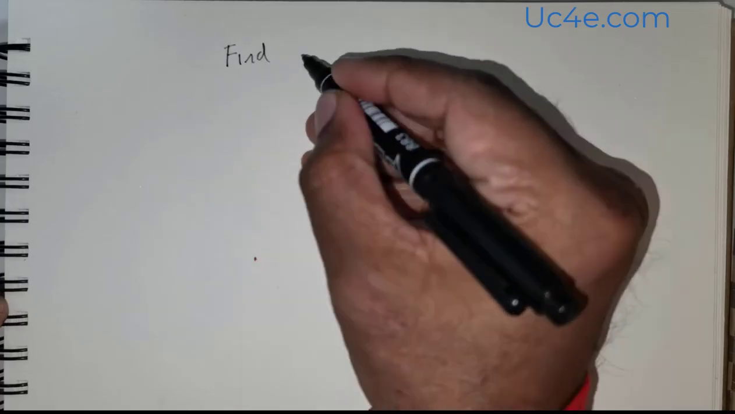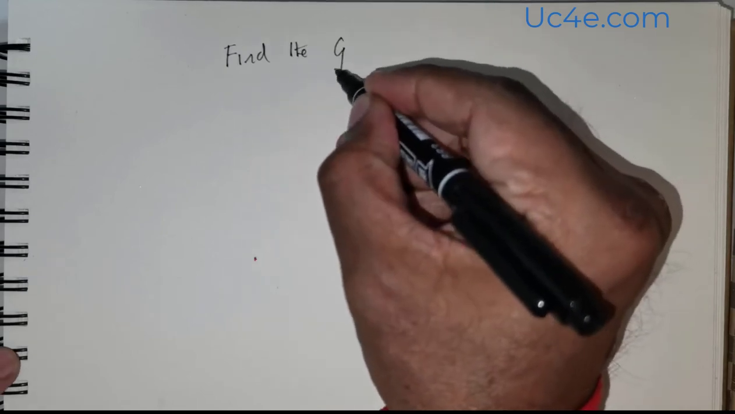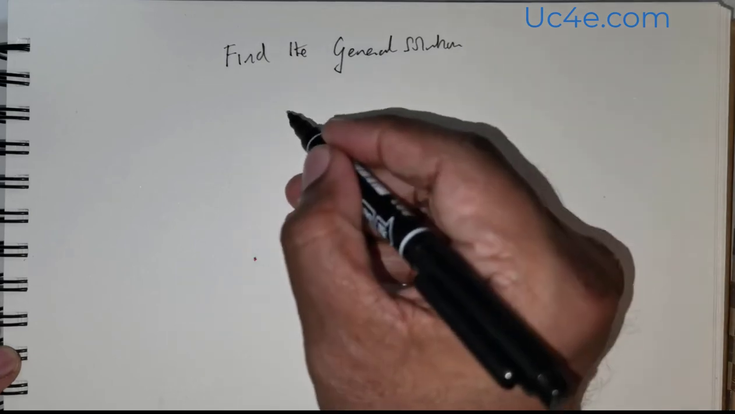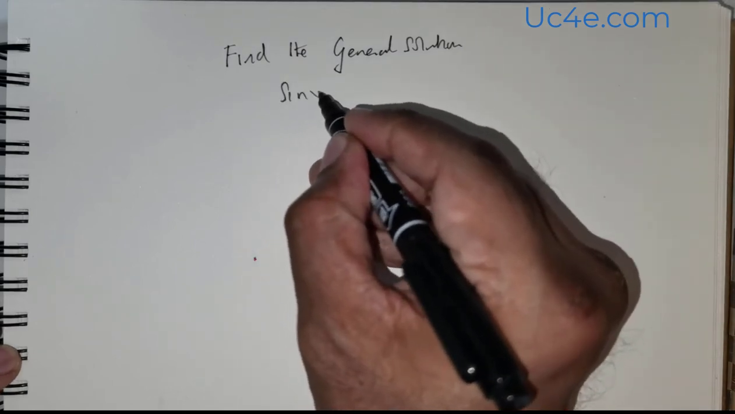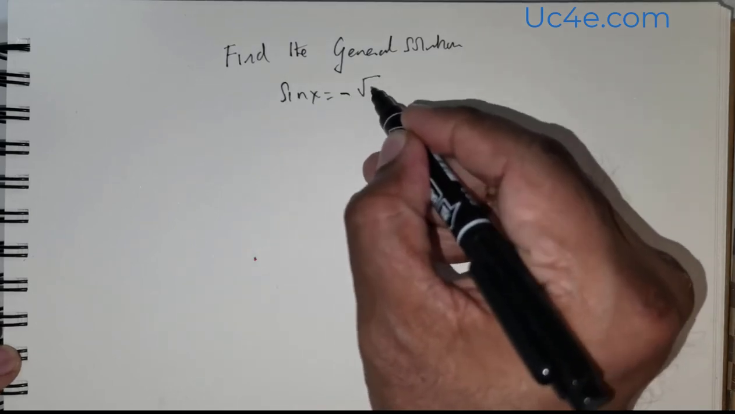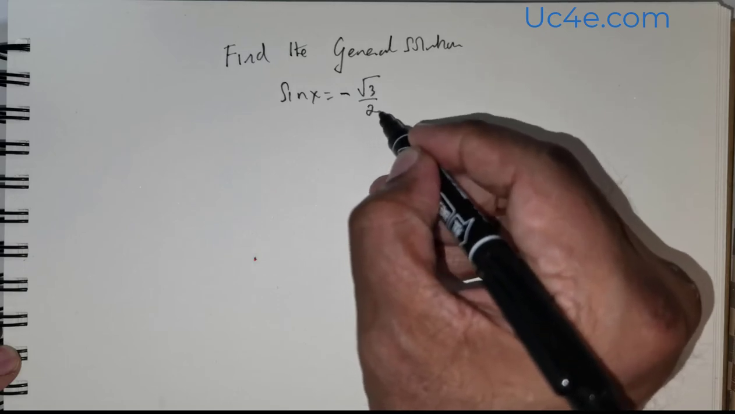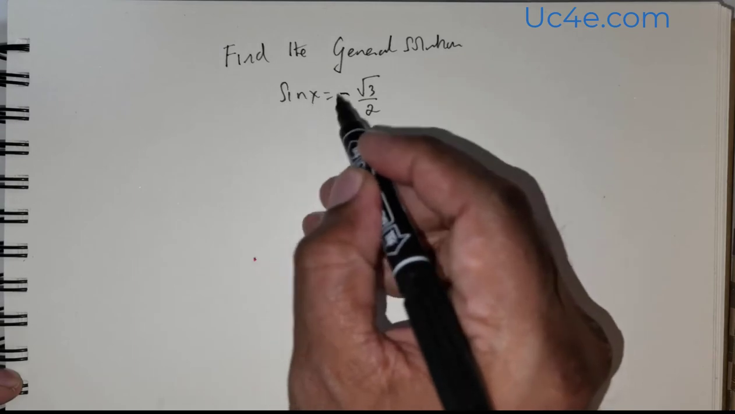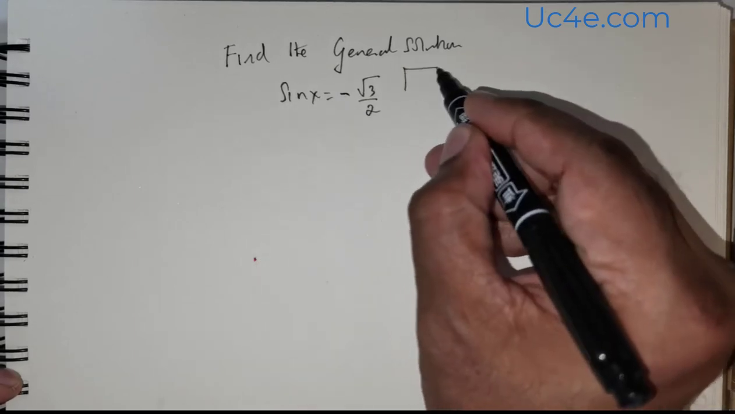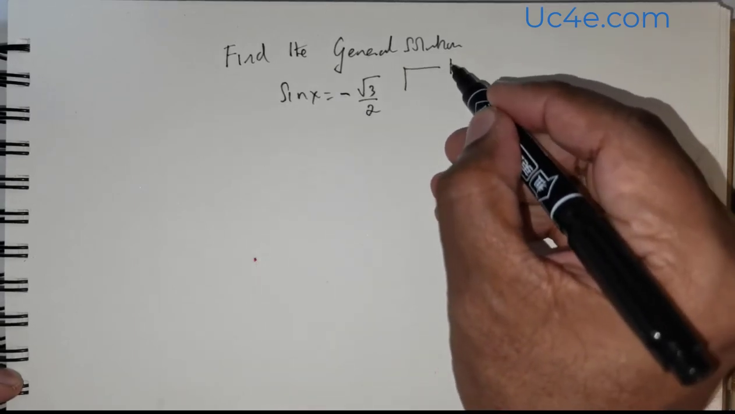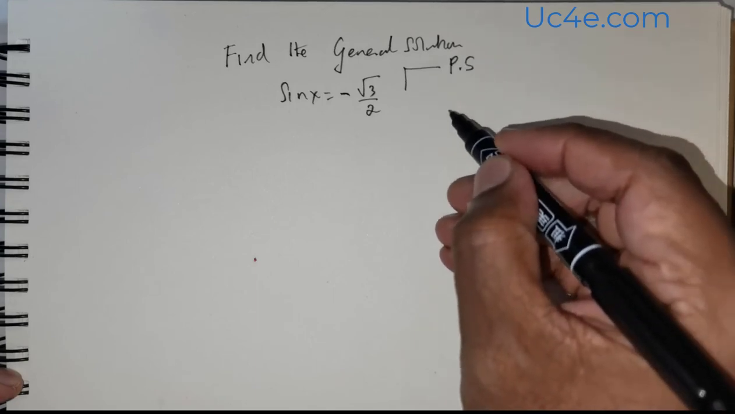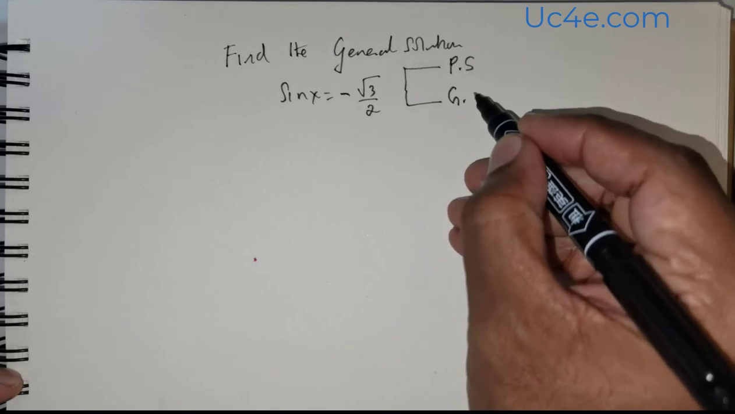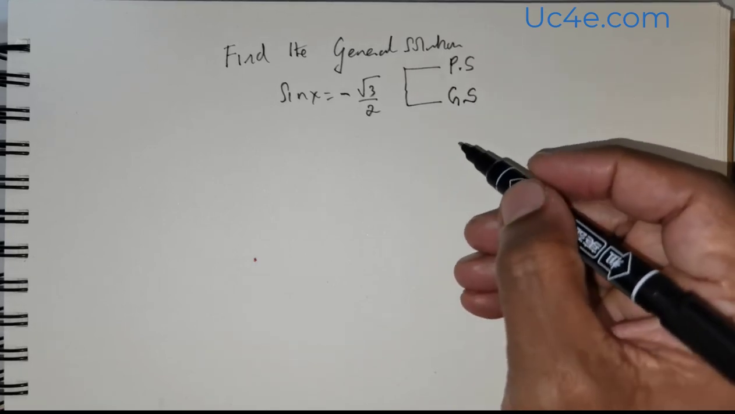To find the general solution for sin x is equal to negative root of 3 over 2. So first, to solve this question, it comprises 2 steps. Step number 1, we will have to find the principal solution, and step number 2, we will then head on to find the general solution.